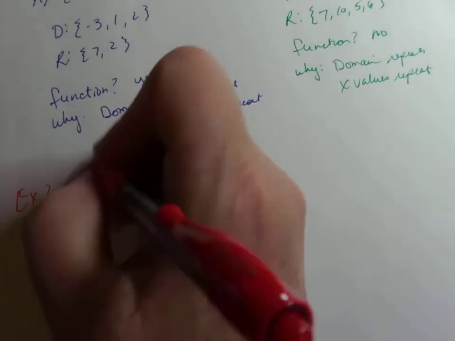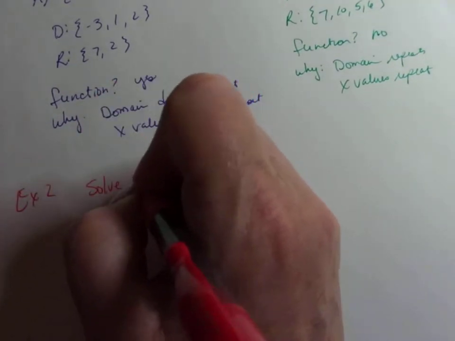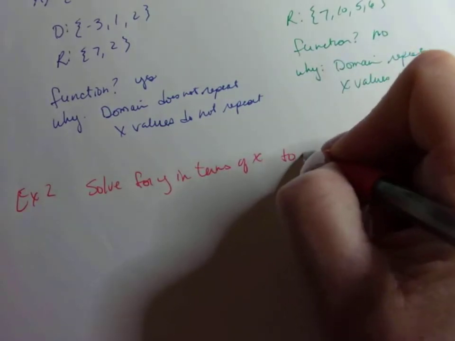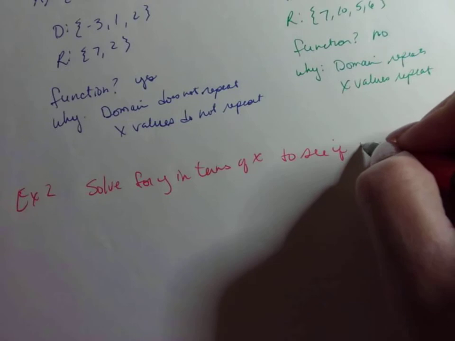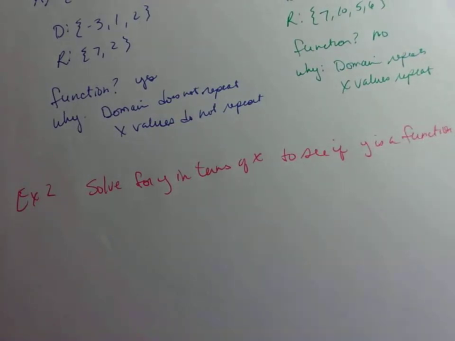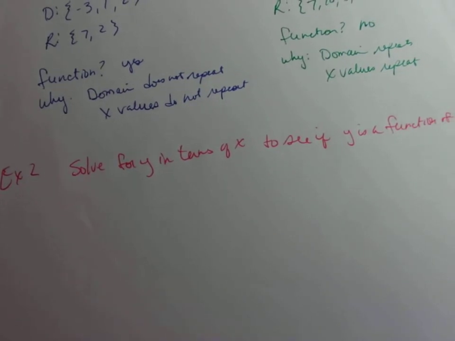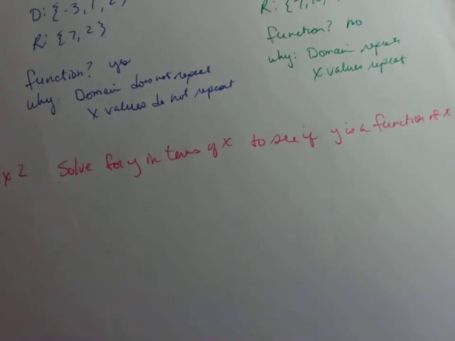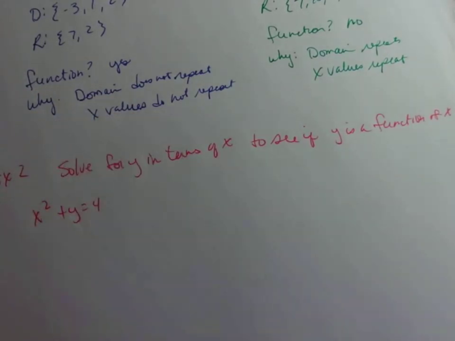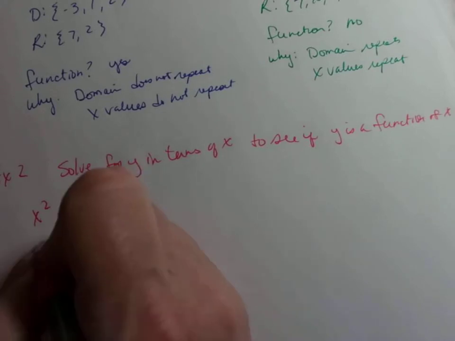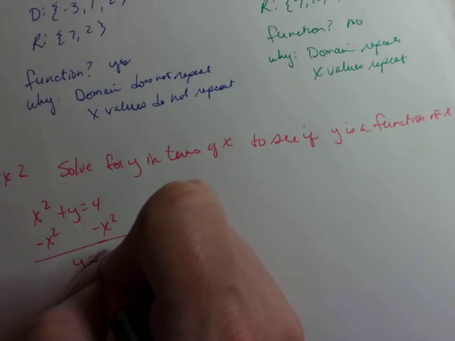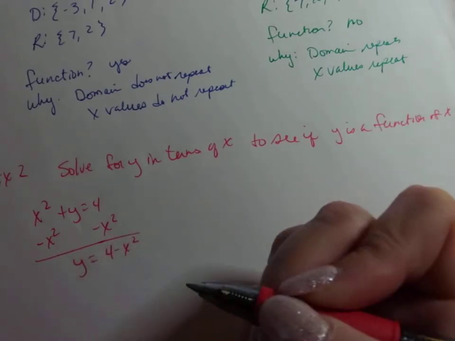So for example 2, we want to solve for y in terms of x to see if y is a function of x. If we are given x squared plus y equal to 4, I'm going to solve for y. So subtract the x squared from both sides. I get y is equal to 4 minus x squared.